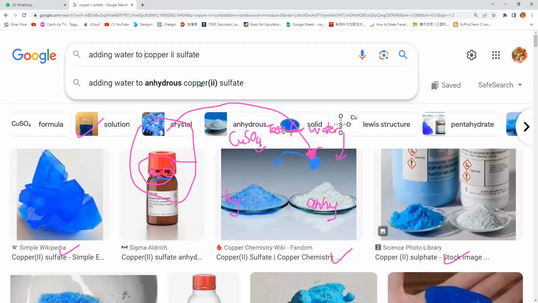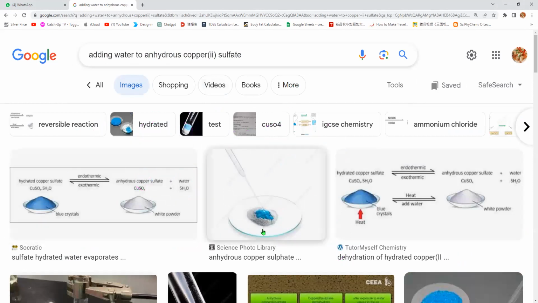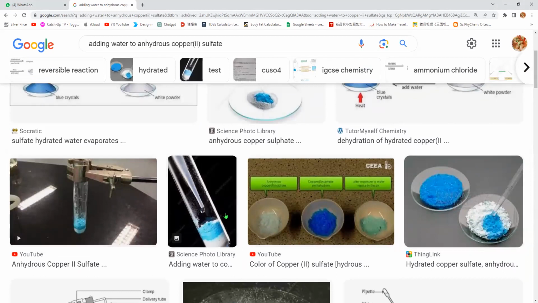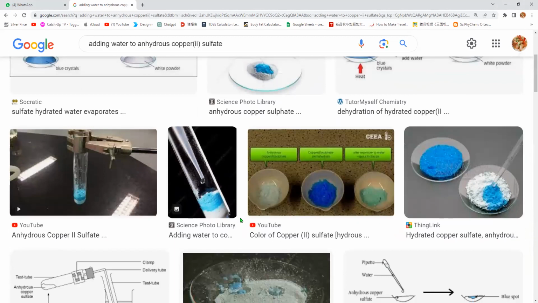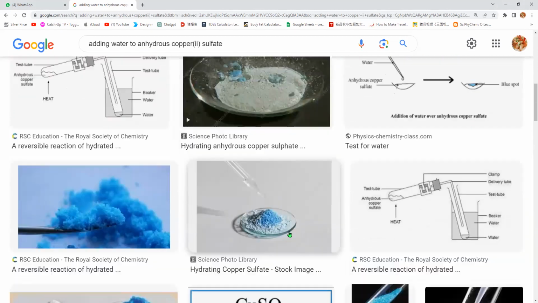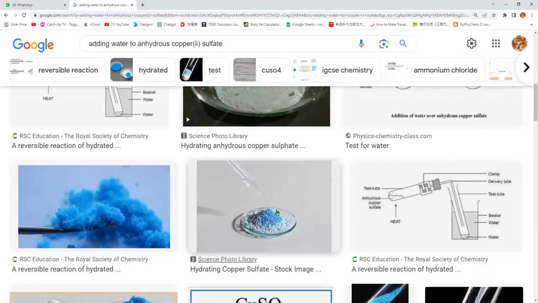This one, adding water to anhydrous. You see, this is the exact picture that I was trying to draw just now. When you add water to it, part of it will turn blue, just like this one on the right hand side. In the middle, in your test tube, once you add some water, it turns blue. So this is how you can test for the presence of water using this anhydrous salt. These are all examples of the contact with water.